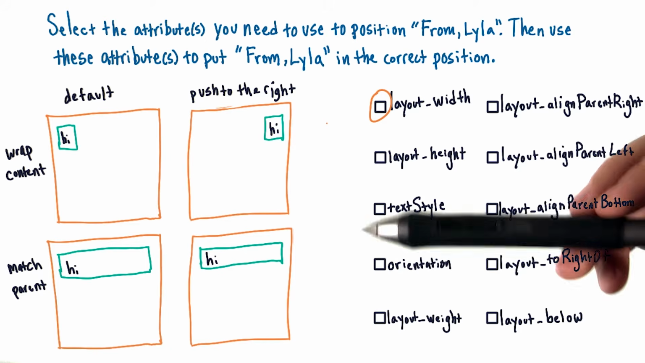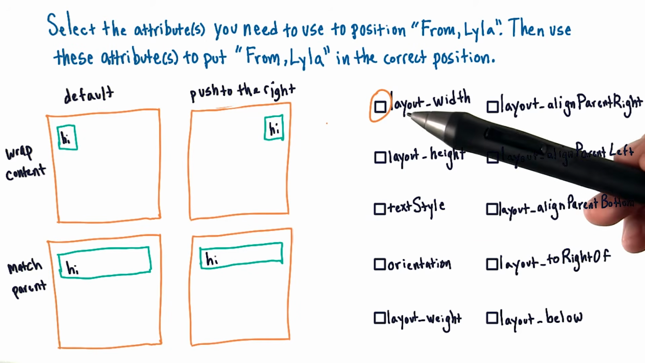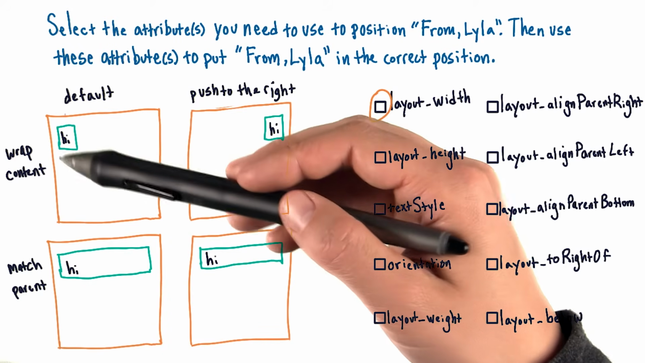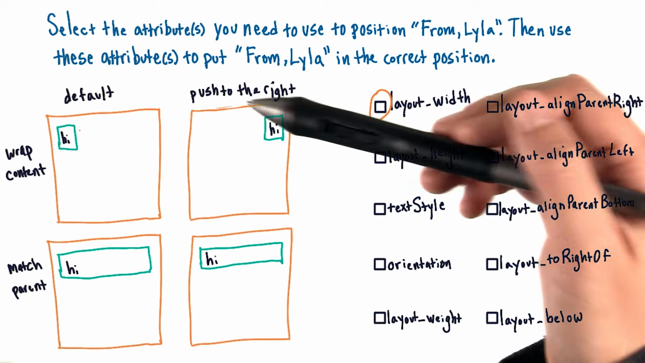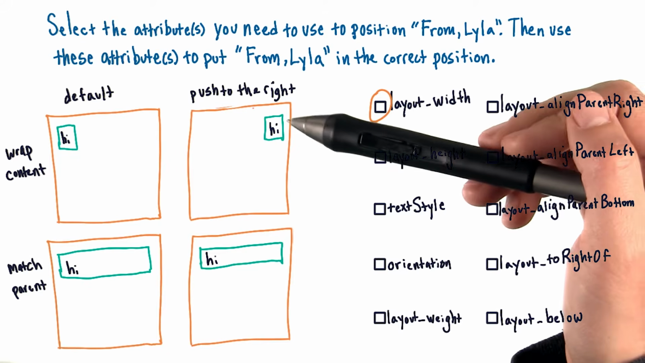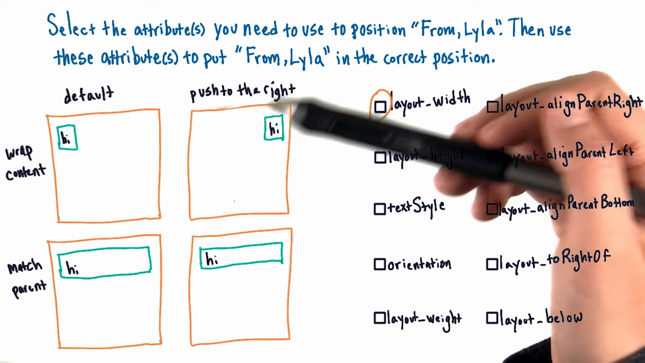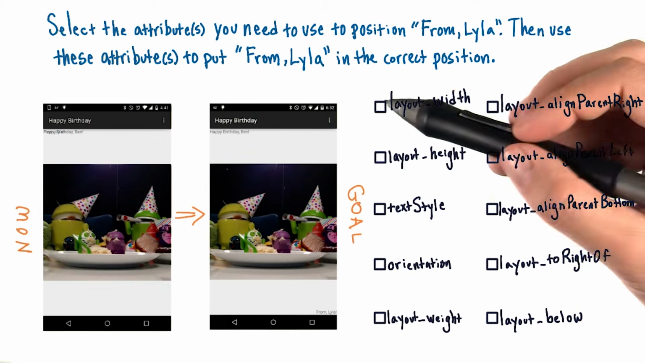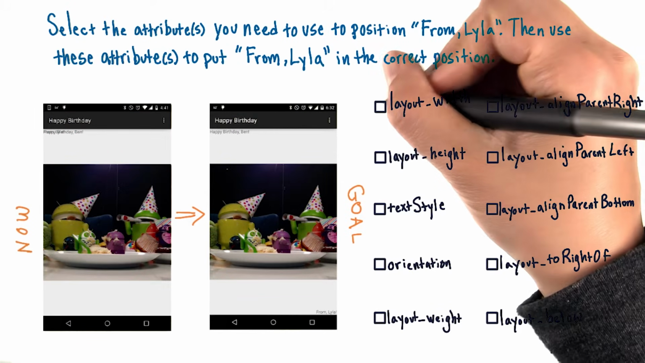So one thing that's hopefully clear from this example is that we're going to want to set both layout width and layout height to wrap content, so it wraps exactly around the content, and then when you tell the text view to be either to the right, left, above, below, it'll actually move that text to that location. Okay, so both layout width and layout height are important.